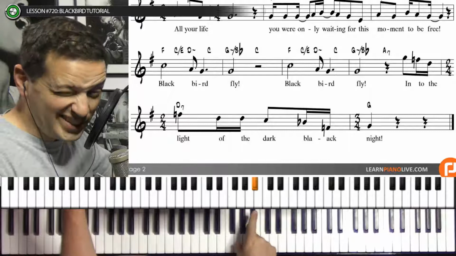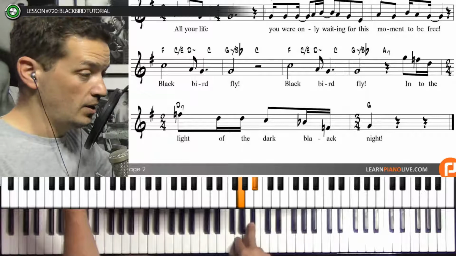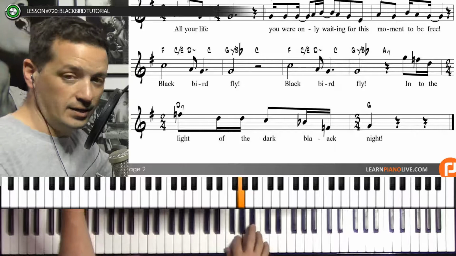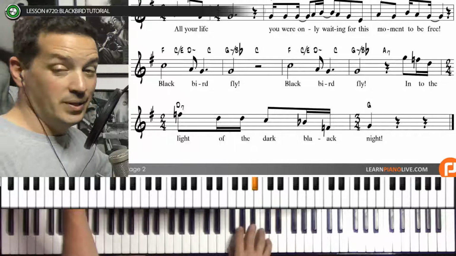The last note's a G, just like we started on a G. We're gonna end on a G. That one right there. But if you want to decorate that, you could scoop up to it from this note below it. So, black night, or just black night. Into the light of the dark, black night.